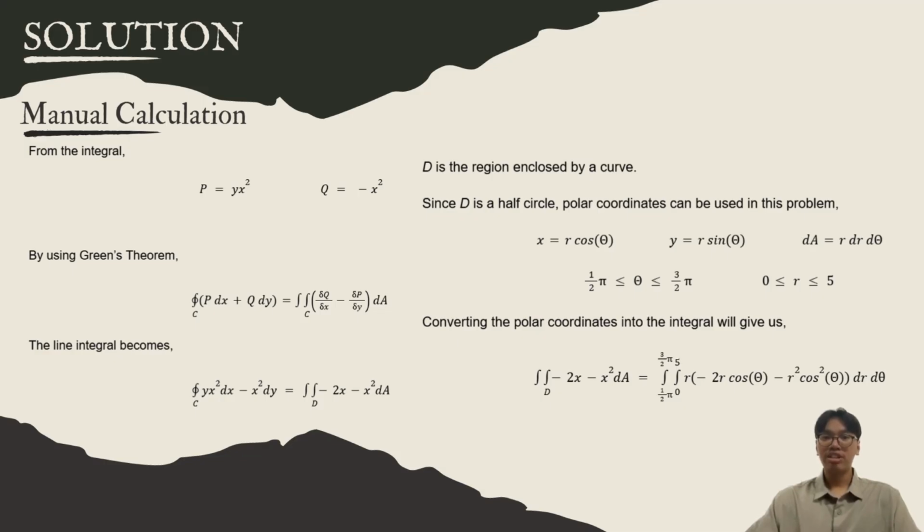Taking the partial derivatives gives us an integrand of -2x minus x squared. Since the region is a half circle, switching to polar coordinates makes things much simpler. Our radius r ranged from 0 to 5, and because it is the left hemisphere, our angle spans from 1/2 pi to 3/2 pi. By substituting x equals r cos theta and adding the Jacobian r, we get our fully set up polar integral.